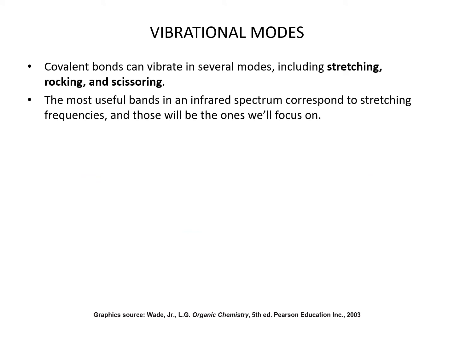Now, you might have heard me talking about vibrational modes earlier. We'll go a little bit more into those. So vibration, of course, is what we're going to be talking about with IR. And covalent bonds have three main vibrational modes. Those are stretching, rocking, and scissoring motion. Stretching is just that. If you move your arms away from and towards your body, and you consider your whole arm the bond, that's a stretching. It stretches out.